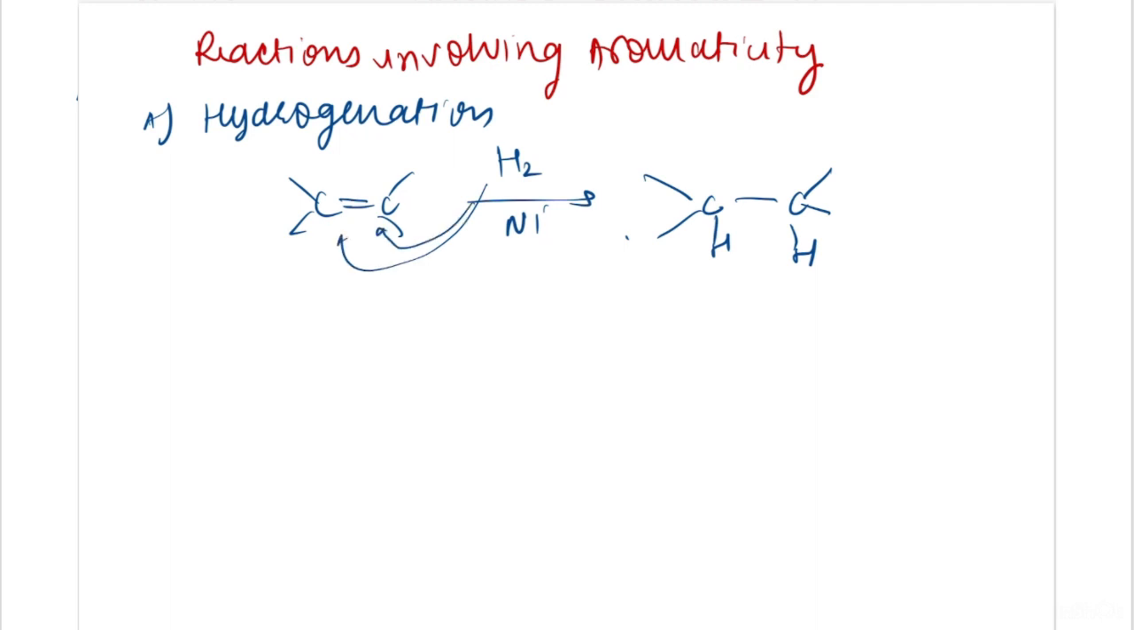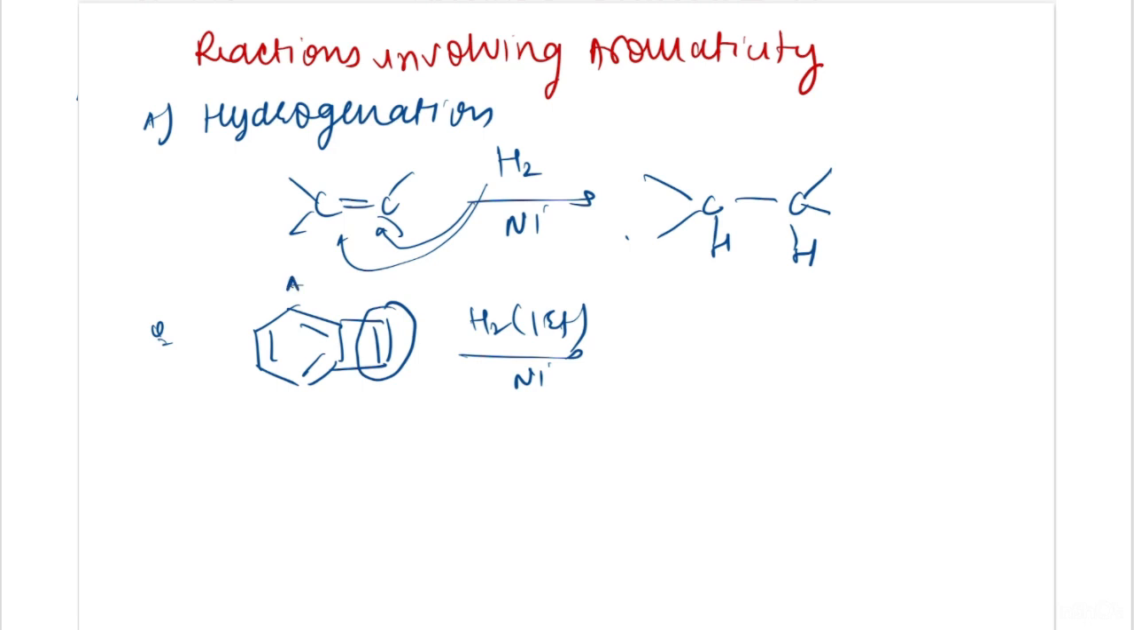So that becomes hydrogenation. Now what happens when we have hydrogen in one equivalent and nickel? So how will it react? We know that the product should be maximum stable. The product has to be maximum stable. So when we remove this double bond, this aromatic and this anti-aromatic ring becomes like this. So it is the most aromatic.